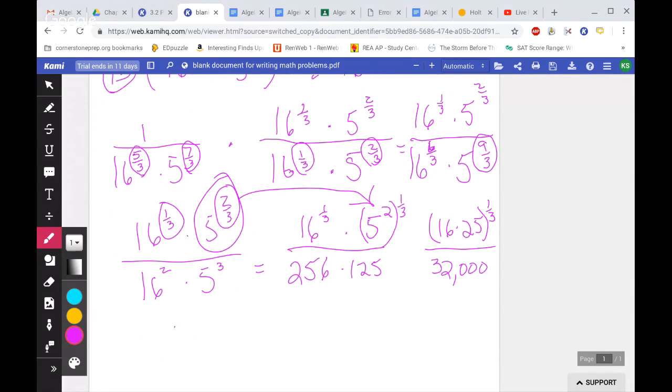So now I've got 400 raised to the 1/3 all over 32,000. Oh, that's beautiful work. So I've got to factor that 400.